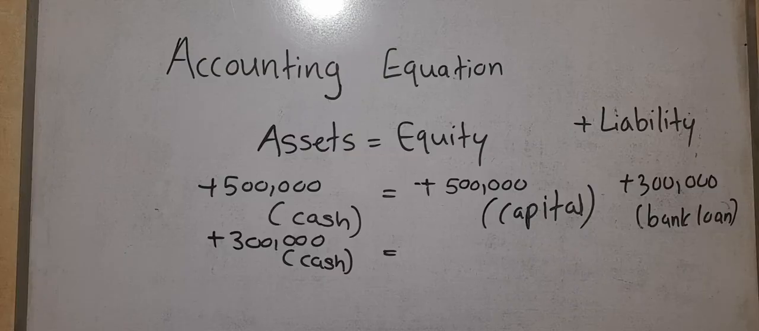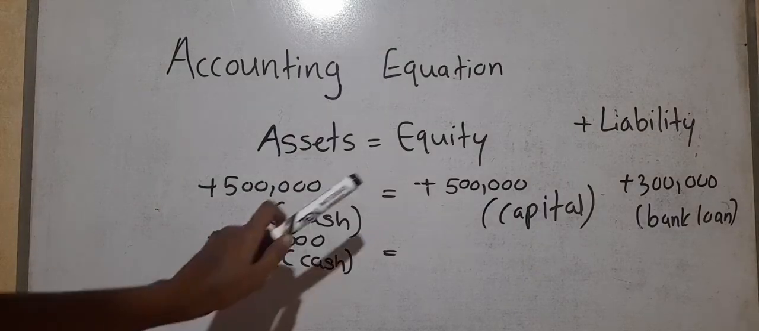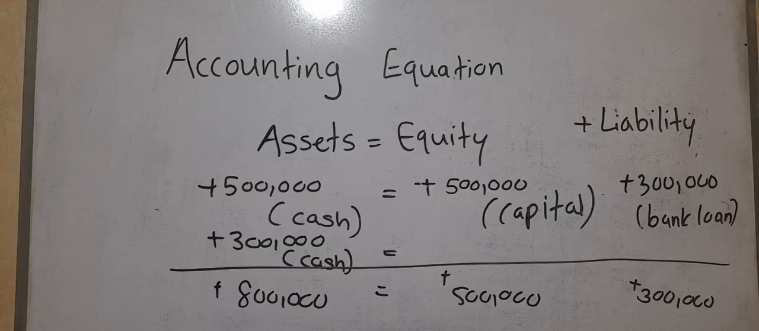When you are writing a transaction in the accounting equation, you must write the name of the asset within brackets, and the name of the equity and liability. Now take the summation of each column. Total asset balance is 800,000 rupees. Equity is 500,000 rupees and total liability is 300,000 rupees. Now here you can see that the total assets are equal to equity plus liabilities. When we solve an accounting equation problem, the closing balances of assets should be equal to equity plus liabilities.